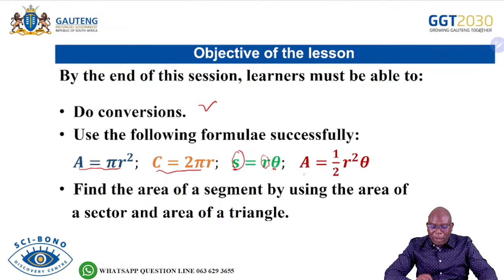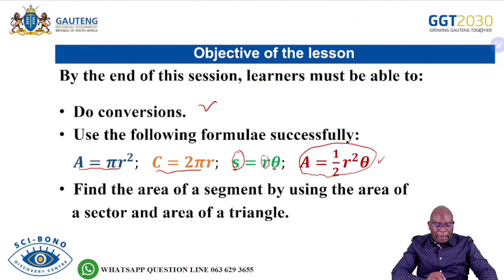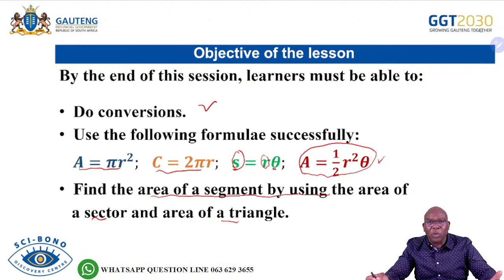The next formula is for the area of the sector. This is the formula that we're going to use for the area of the sector. There's another one that we're going to show when we're doing the activities. The last one is finding the area of the segment by using the area of the sector and the area of the triangle. So how do you find the area of the whole segment? By finding the area of the sector and the area of the triangle. These are some of the things that we need to know.